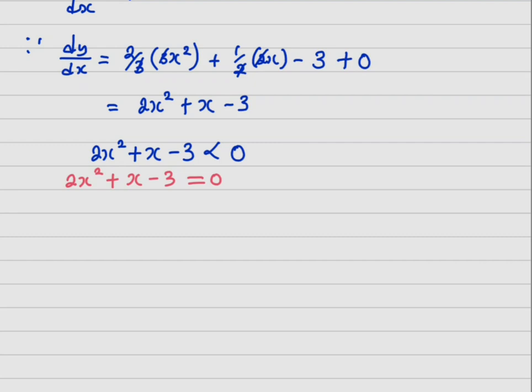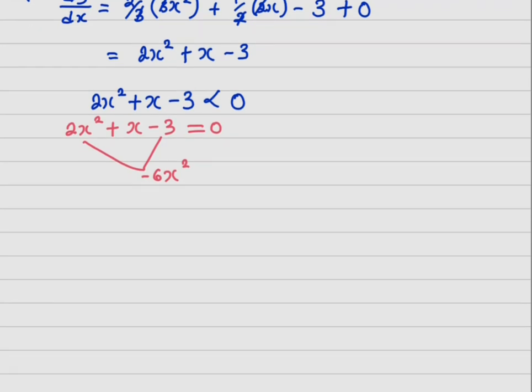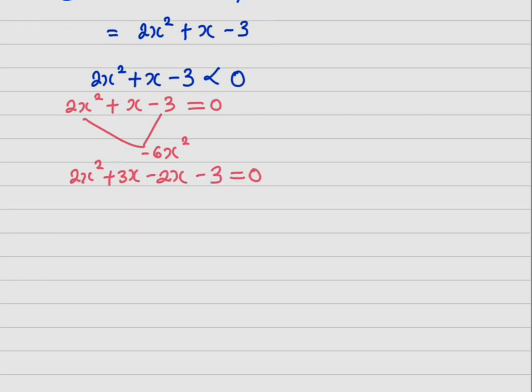Recall how we do it. We multiply the first and last coefficients, so it's going to be minus 6x squared. We look for two numbers that, when we multiply, give us minus 6x squared, and when we add, give us x. I think the two numbers will be 3x and minus 2x. So we have 2x squared plus 3x minus 2x, then minus 3 equals 0.